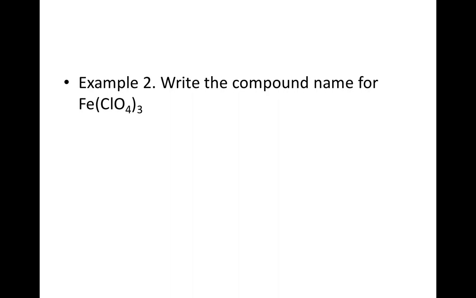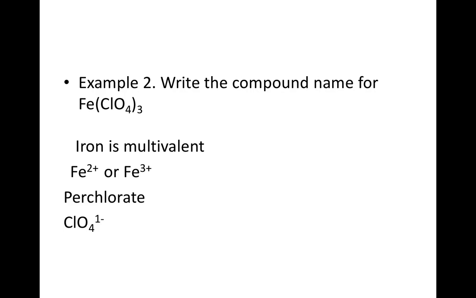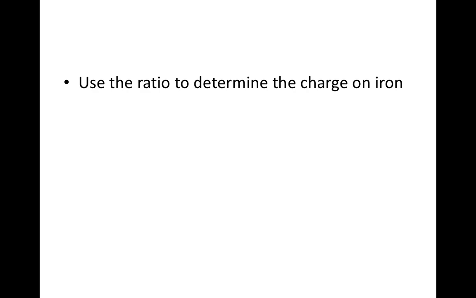Example 2, write the compound name for Fe(ClO4)3. So iron is multivalent, so it could be Fe2 plus or Fe3 plus. This gives you an indication that you have to use Roman numerals here. Perchlorate is ClO4 1 minus. So we use the charge balancing method.